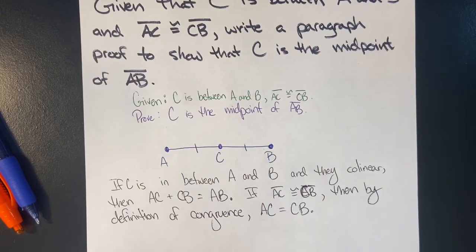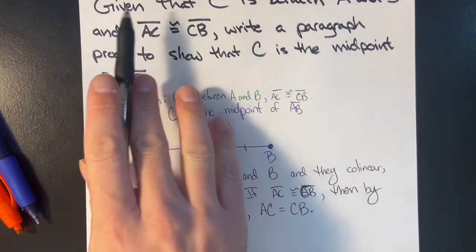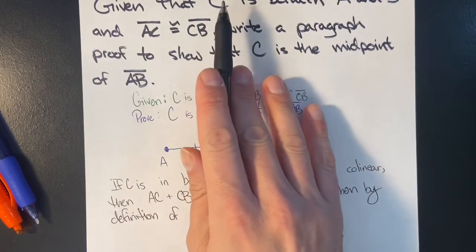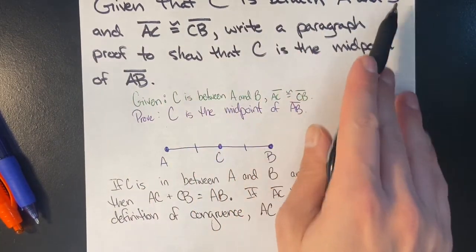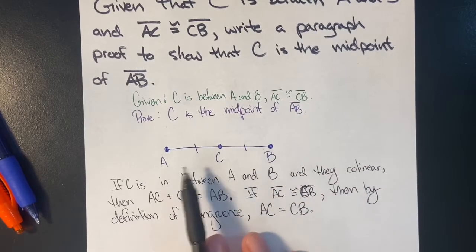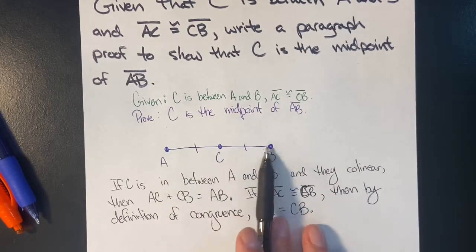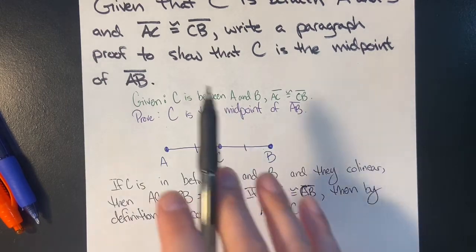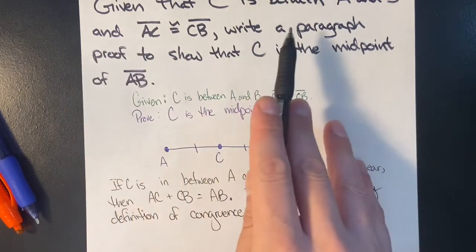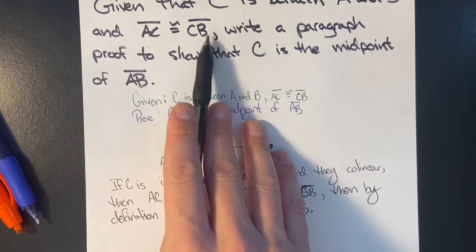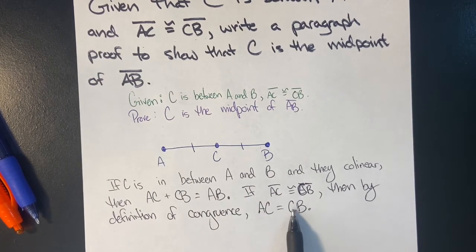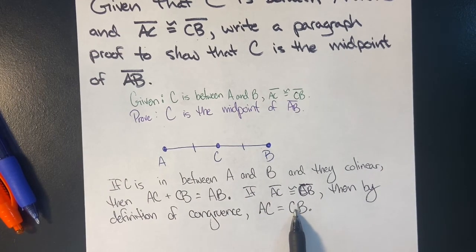I'm breaking things down. I'm literally taking the two parts of information that I was given in my given. C is in between A and B. Well, what does that mean? Well, that means they're on the same line, and then AC plus CB is going to equal AB. All right. Then the second part that I'm given is that AC is congruent to CB. Well, what does that mean? Well, if AC is congruent to CB, then because they're congruent, AC's measure is equal to CB's measure. Okay.